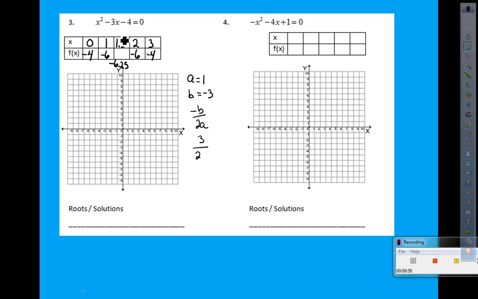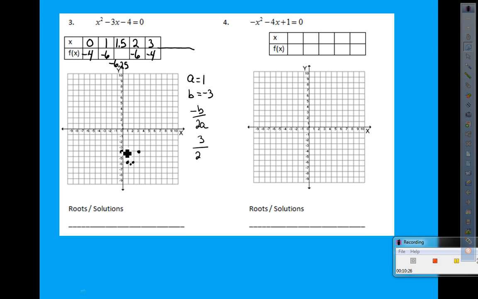I'm going to go ahead and plot these and see. I'm going to plot (0, -4), (1, -6), (1 1/2, -6 1/4), so about right in there, (2, -6), and then (3, -4). Since that's not a lot, I'm going to go ahead and do 2 more points. You'll kind of know if you need to do more than that.